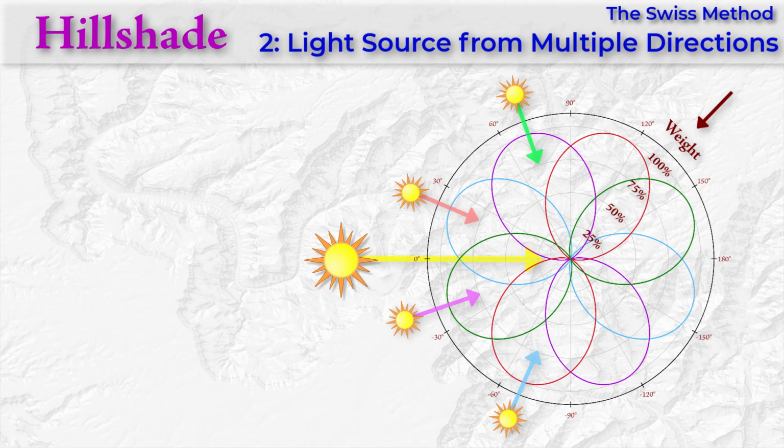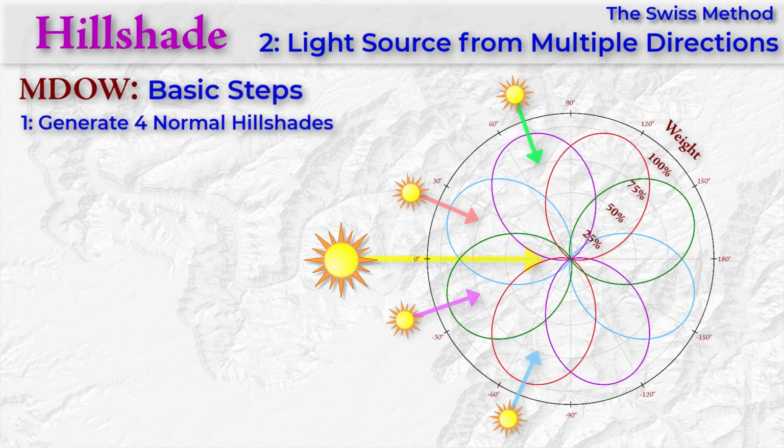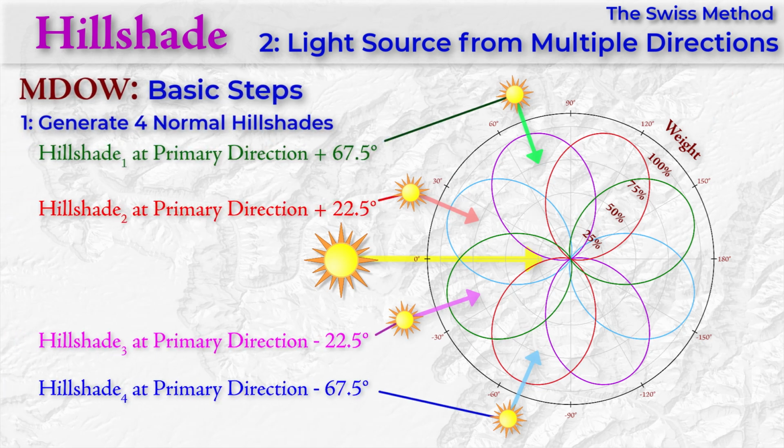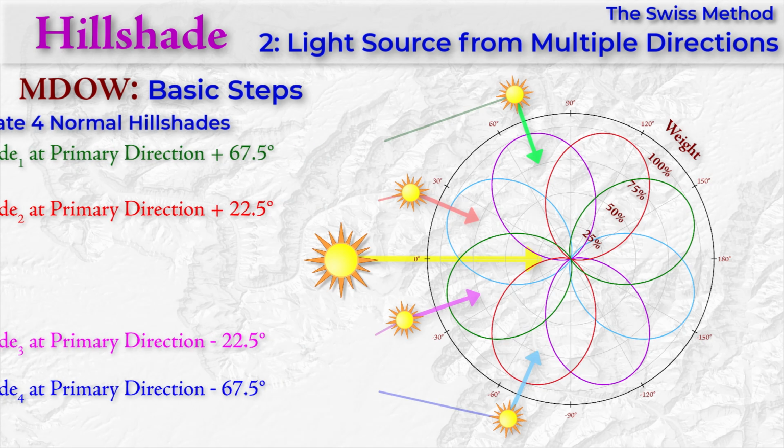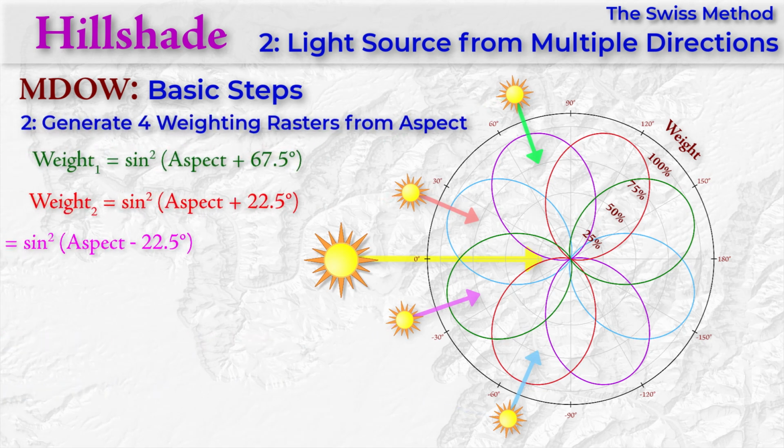The graph's a little confusing the first time you look at it, but it's pretty cool once you realize what it's saying. But the basic steps are that we first generate 4 hillshades from these 4 directions. We multiply the hillshades by these weighting factors. You get the weighting factors by calculating the deviation of aspect from the direction of the hillshade.